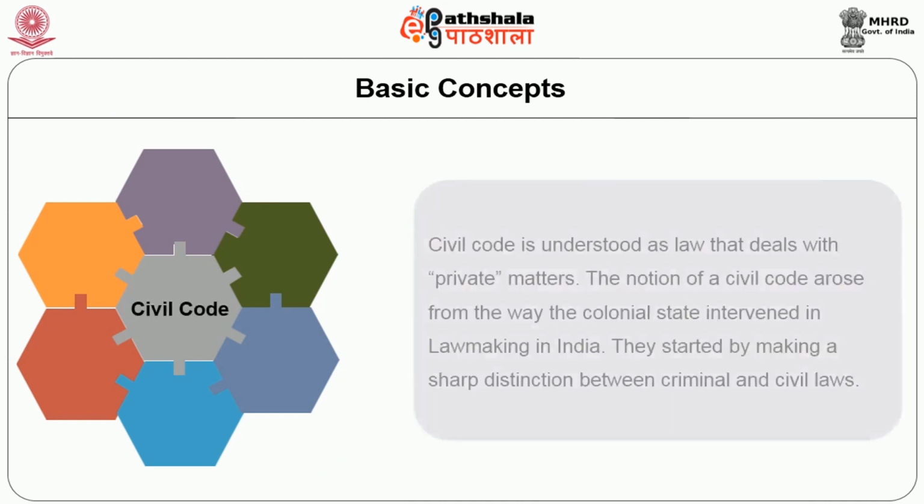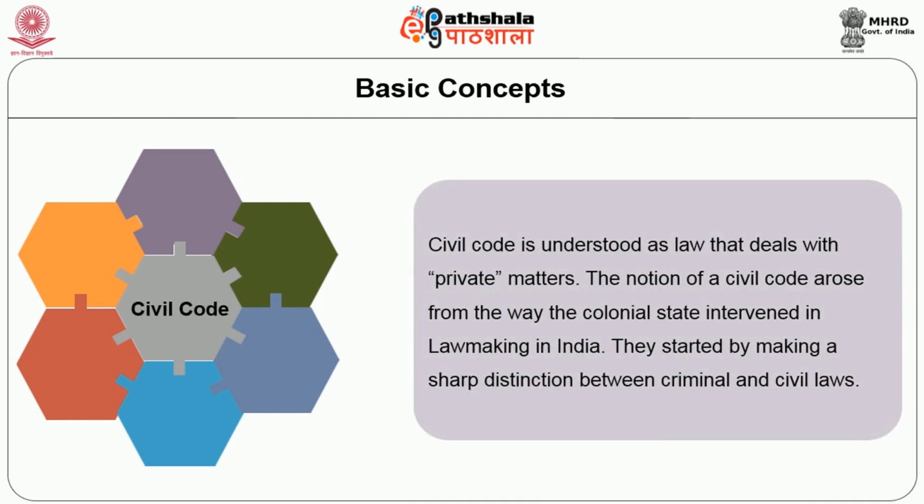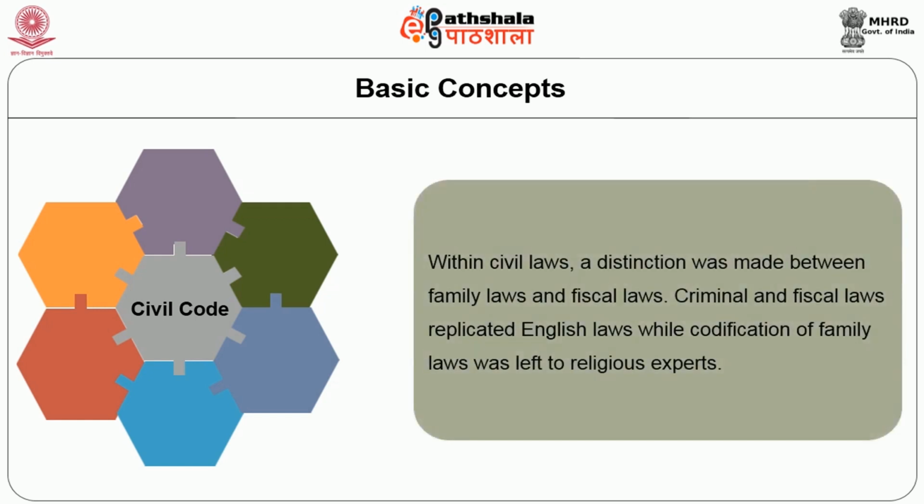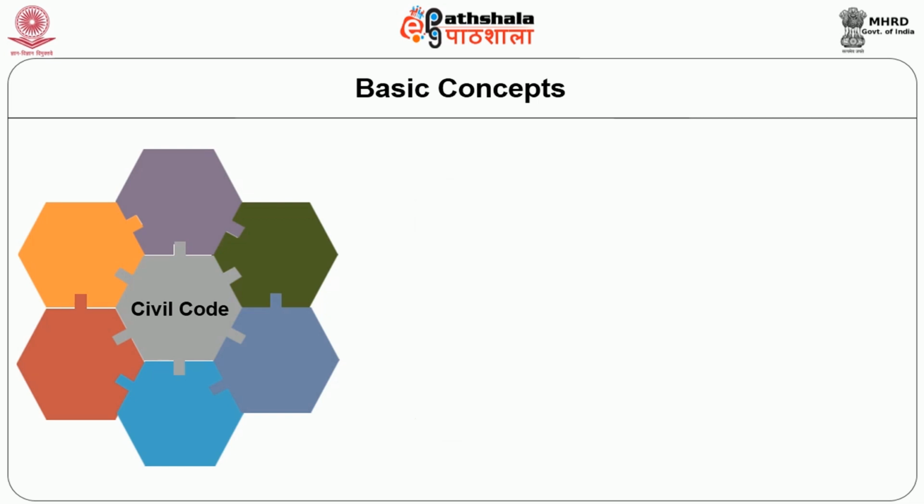Basic concept: Civil Code. Civil Code is understood as law that deals with private matters. The notion of Civil Code arose from the way the colonial state intervened in lawmaking in India. They started by making a sharp distinction between the civil and the criminal laws. Within civil laws, distinction was made between family laws and fiscal laws. Criminal and fiscal laws replicated English laws, while codification of family laws was left to religious experts.